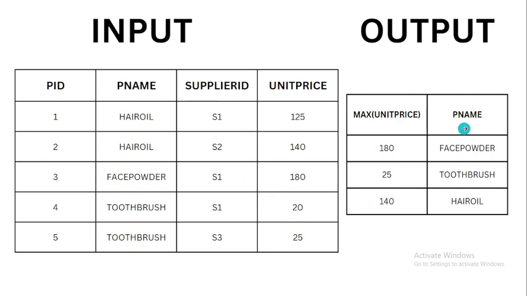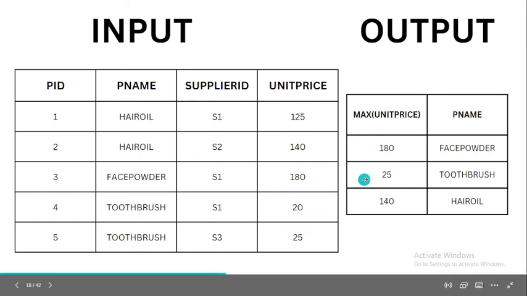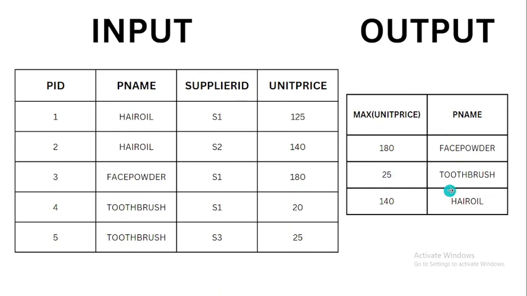Again we will have 2 columns. Wherever the same value is there for the column, it will be written once, like hair oil is written once, toothbrush is written once, and face powder was by default one. For the maximum price, for face powder there is only one price, so we cannot compare min or max, it will be the same value 180. For toothbrush, two values are associated, one is 20 and another is 25. We have to find the costlier one, so toothbrush 25 will be our output for the unit price. And for hair oil again we will compare 125 with 140, so 140 will come as the output.